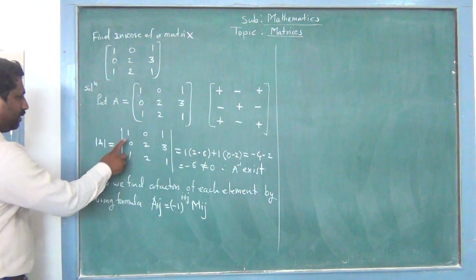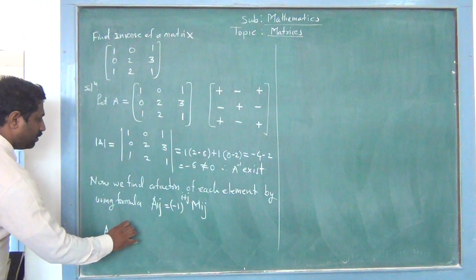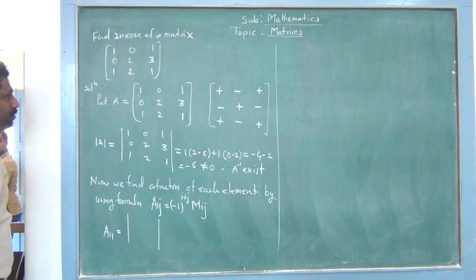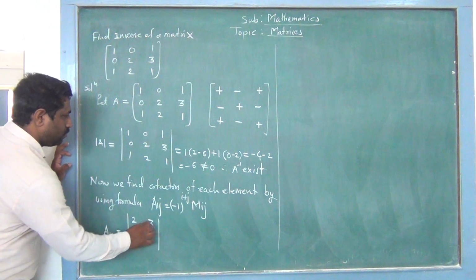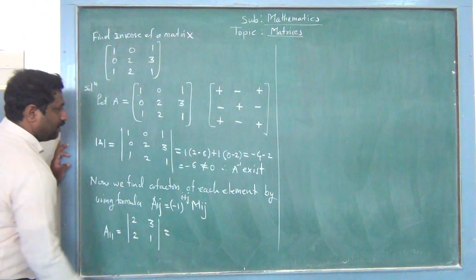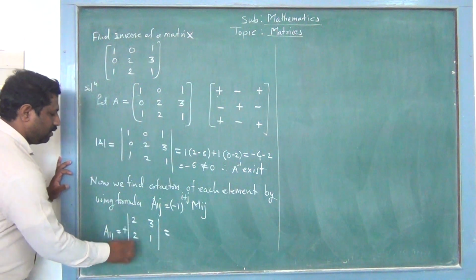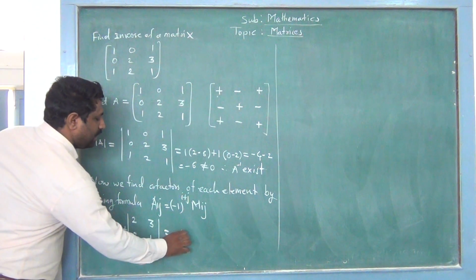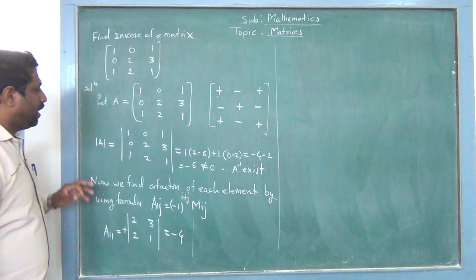So now we find the cofactor of the first element, that is A11, is equal to the determinant of [2 3; 2 1]. Here the first sign is plus, so 2 minus 6, that is minus 4. A11 is minus 4.